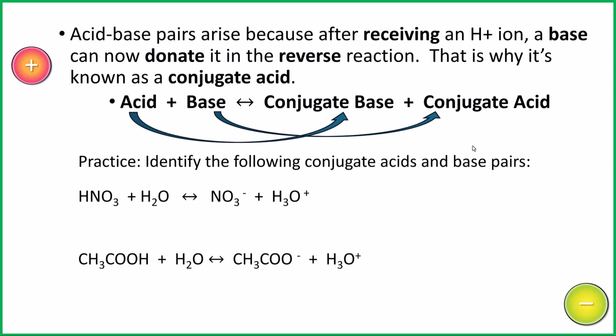So let's practice identifying the following conjugate acid and base pairs. This is going to be our hydrogen donating compound. So this is our acid, which means that water will be our base in this reaction. Our nitrate ion is going to be the conjugate base then, because this acid removed a proton and now is able to receive it again later. So that's going to be our conjugate base, which makes the hydronium ion our conjugate acid.